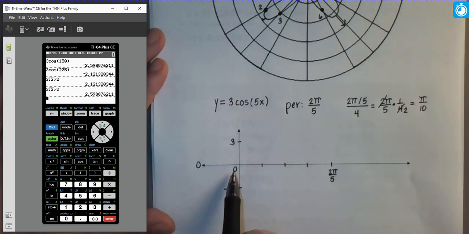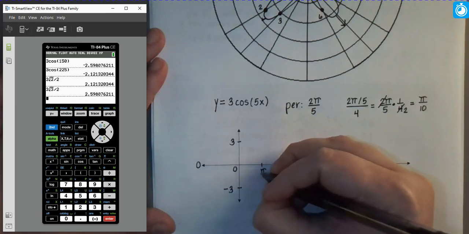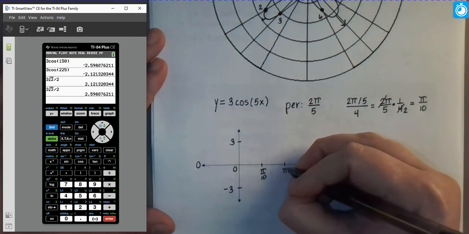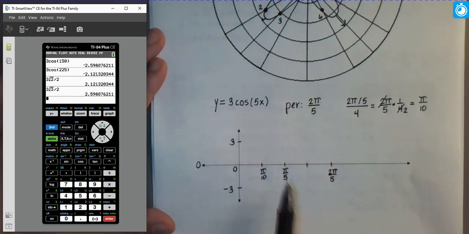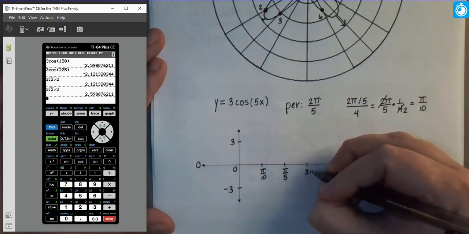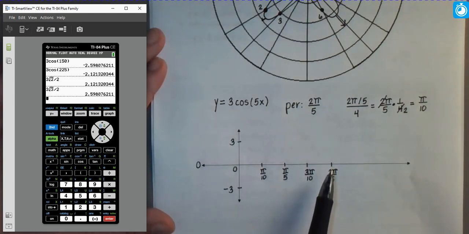So starting at 0, counting by pi over 10. Add on pi over 10. Here's pi over 10. Add on another pi over 10, we get to 2 pi over 10, which reduces to pi over 5. Add on another pi over 10, 2 pi over 10 plus pi over 10 is going to be 3 pi over 10, which does not reduce. And then 3 pi over 10 plus pi over 10 takes us to 4 pi over 10, which reduces to 2 pi over 5. That's exactly what we expect. That's exactly what we want.